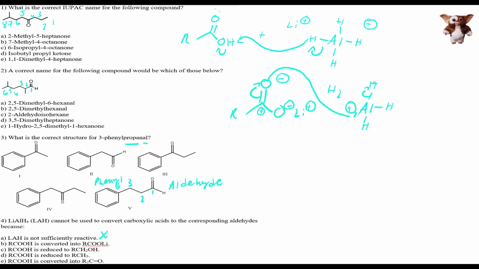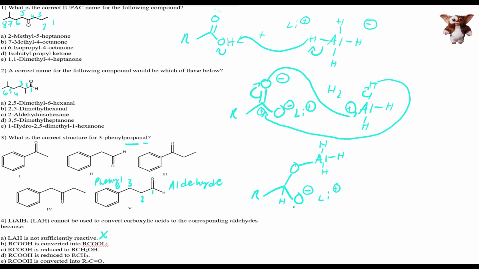So we now have this structure. Oh, and the hydrogen is going to be attracted towards the carbon. We have R, oxygen with the lithium, another oxygen with an aluminum, with 2 hydrogens, of course, and we have a hydrogen as well.